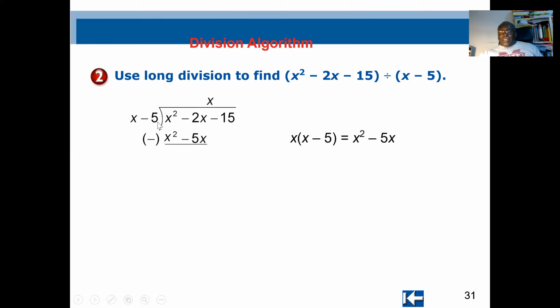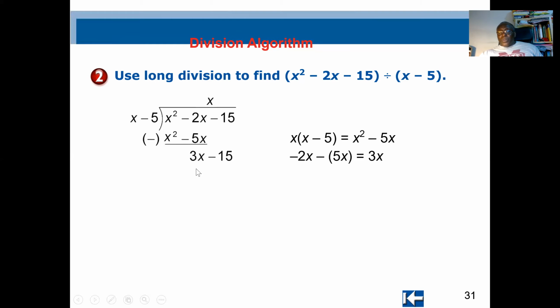Then you multiply x by x minus 5. Then that will give me x squared minus 5x. This time I put the minus here. Then we have to change the sign down here. So when we change the sign down, x squared minus x squared will cancel. This minus 5x will change to plus 5x. So plus 5x minus 2x will give me 3x. Then minus 15 is by itself, so it will come down.